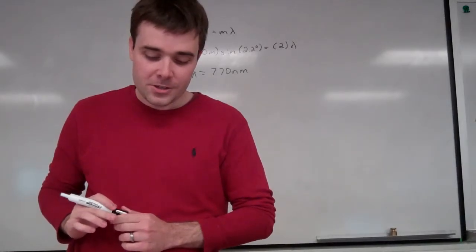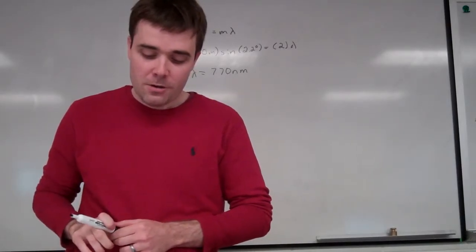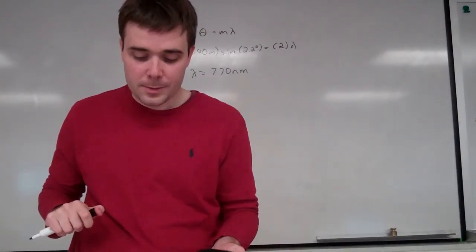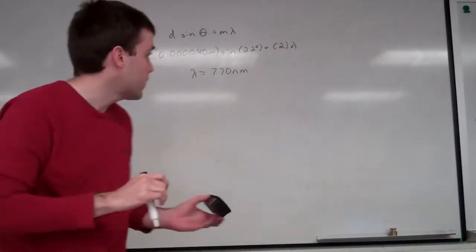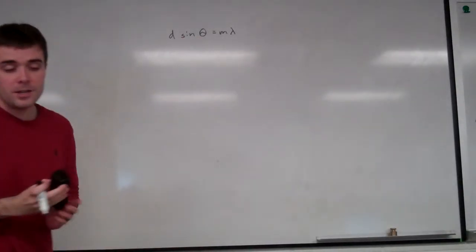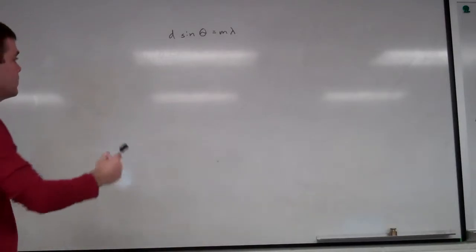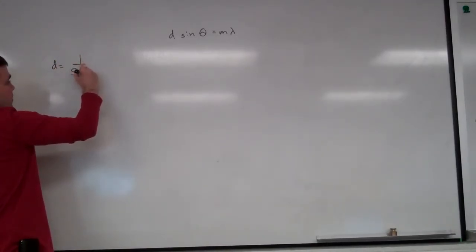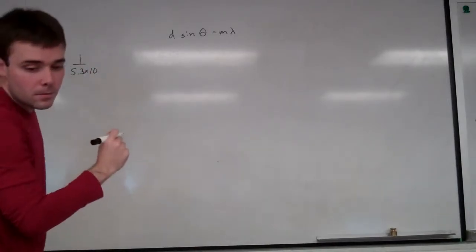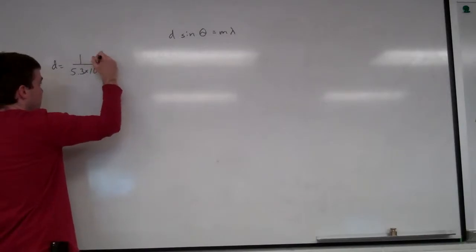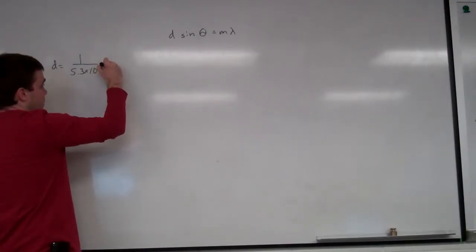Monochromatic light shines on the surface of a diffraction grating with 5.3 times 10 to the third lines per centimeter. The first order maximum is observed at an angle of 17 degrees. Find the wavelength. Alright, same equation. Finding D is tricky here, because we have to do D equals 1 over 5.3 times 10 to the third, and that's lines per centimeter.